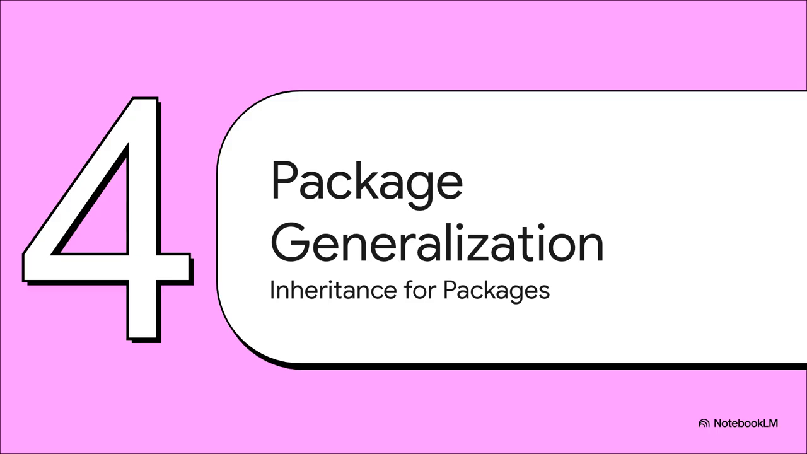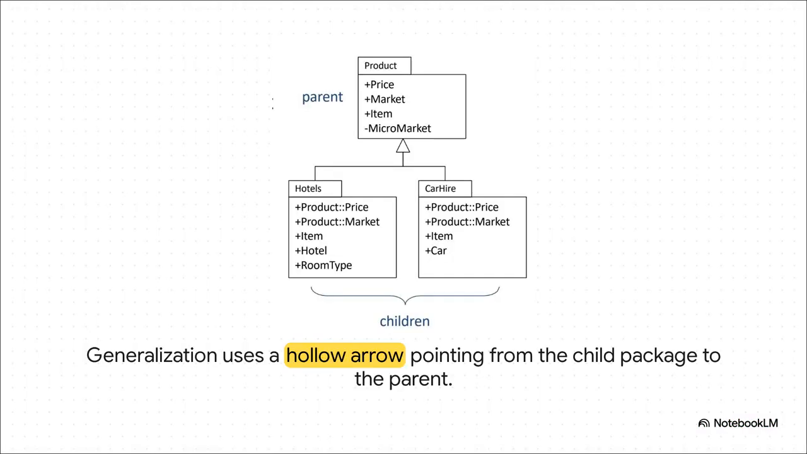All right, let's tackle our last topic, package generalization. Now, if you've done any object-oriented programming, the easiest way to think about this is just inheritance, but we're applying it to whole packages. So how do you draw it? It's a solid line with a big, hollow arrowhead. The most important thing to remember here is the direction. The arrow always points from the child package to the parent package. So in this diagram, hotels and car hire are the specialized children, and product is the general parent.